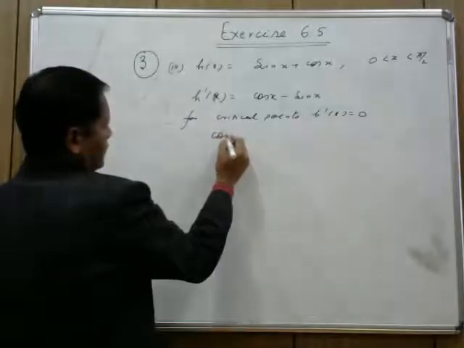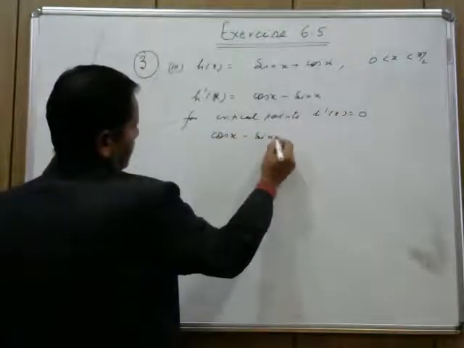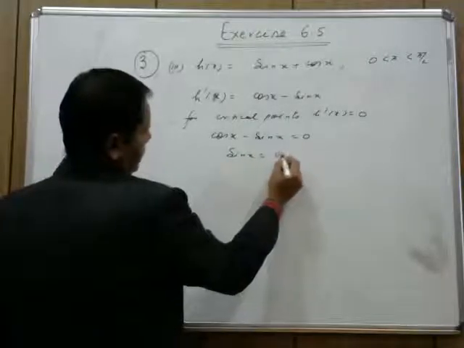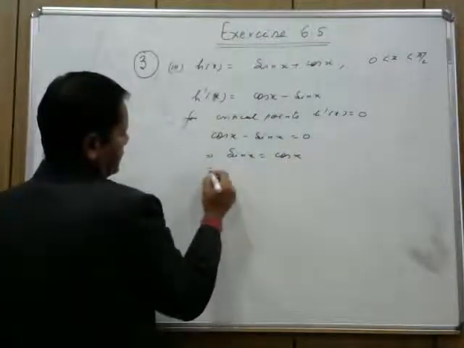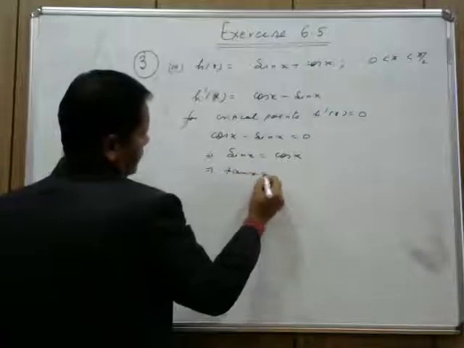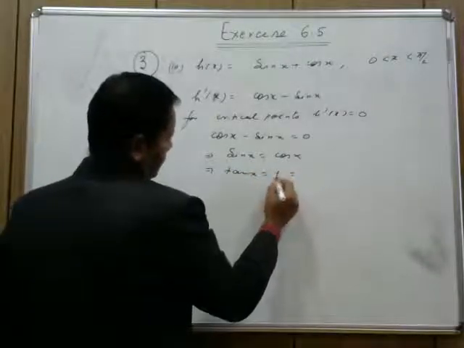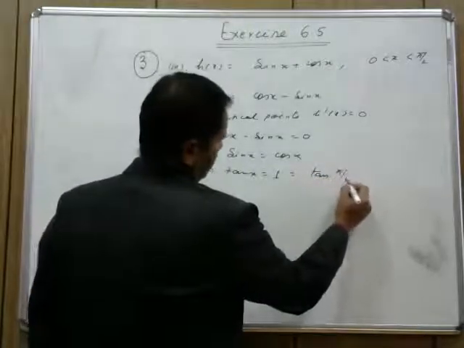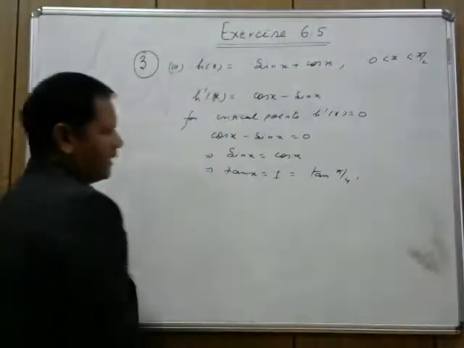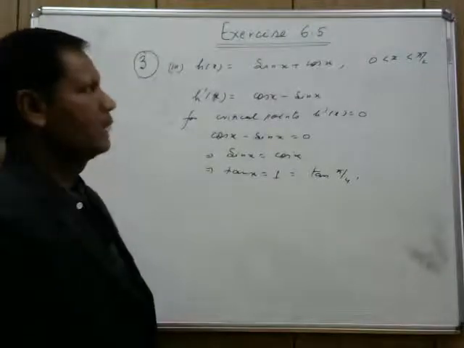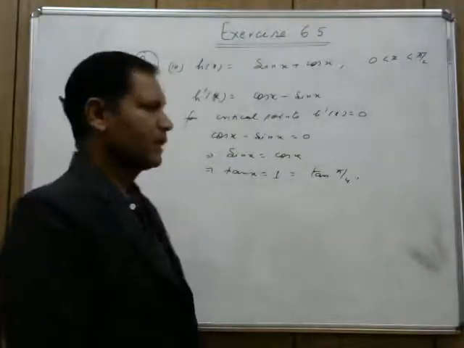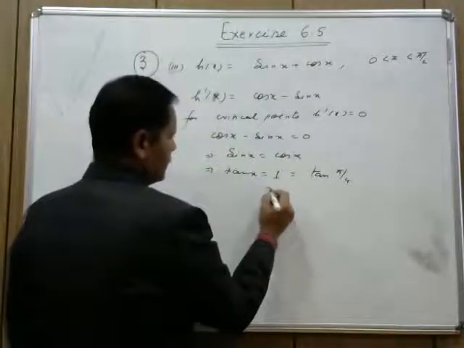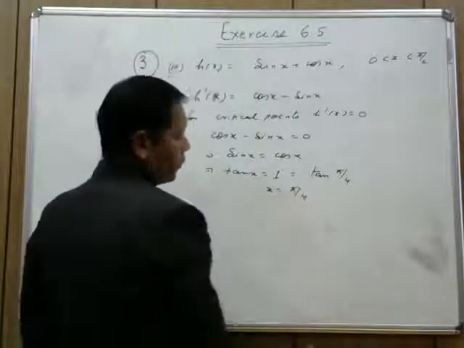It means cos x minus sin x is equal to 0. It implies that sin x is equal to cos x. It implies that tan x is equal to 1. Now tan x is equal to 1, we can write tan pi by 4. Any other value? No. In between 0 to pi by 2 we have only pi by 4. That means x is equal to pi by 4. Therefore x is equal to pi by 4 is the critical point.